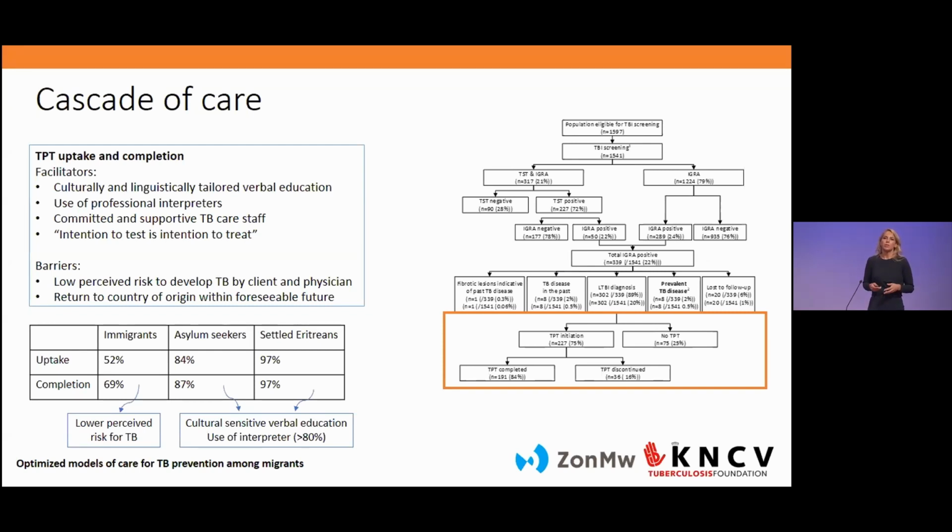Furthermore, among immigrants, there was a lower perceived risk for TB, and also the fact that they might return to the country of origin within the foreseeable future was a barrier for the uptake of tuberculosis preventive treatments. Furthermore, we identified the use of professional interpreters and committed and supportive TB care staff as important facilitators for uptake and completion of the treatments.